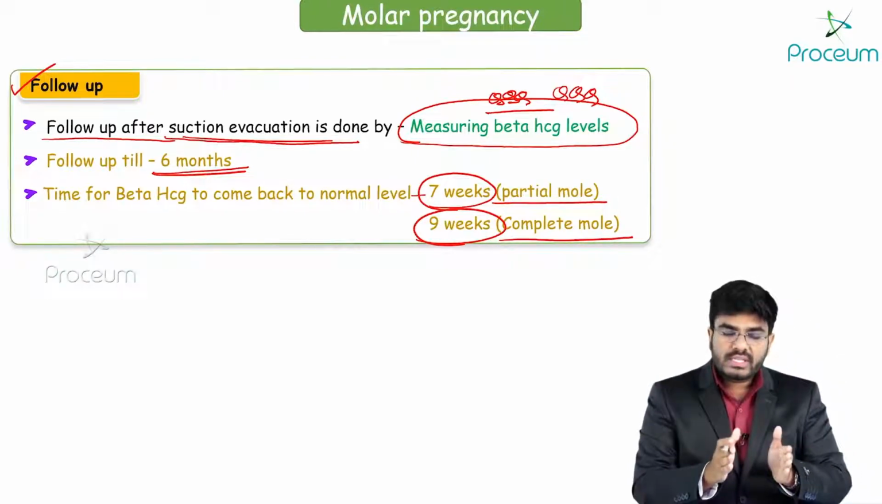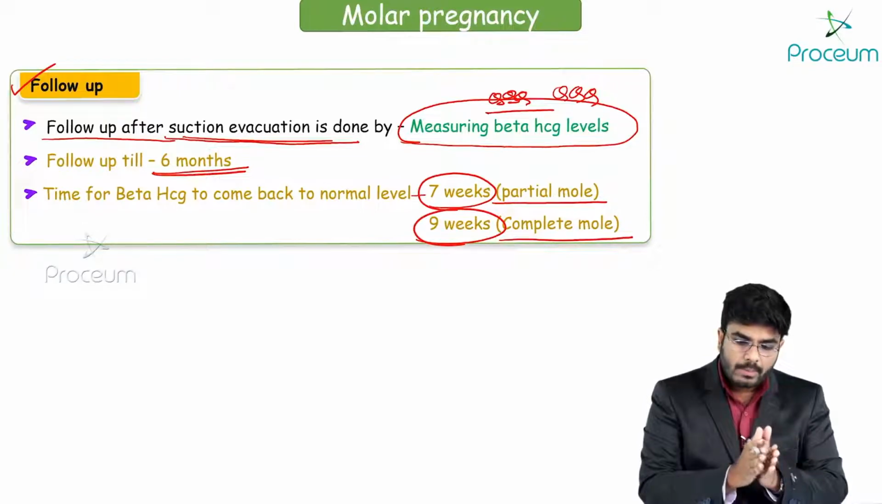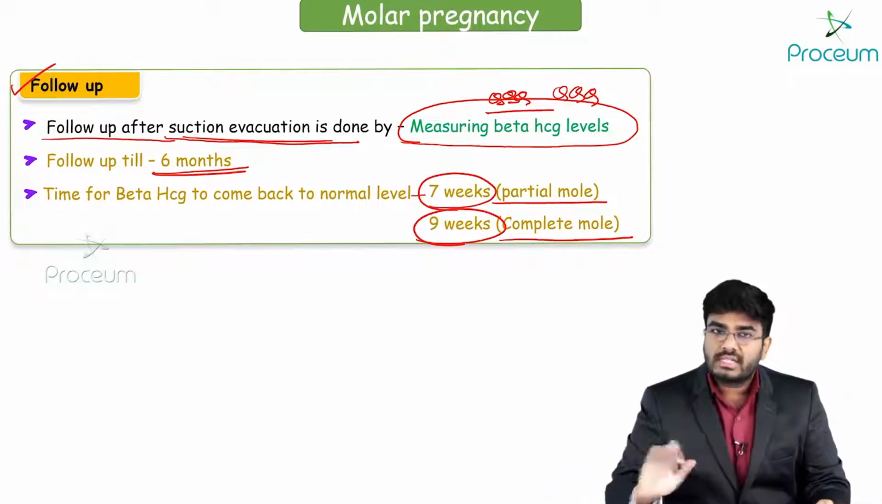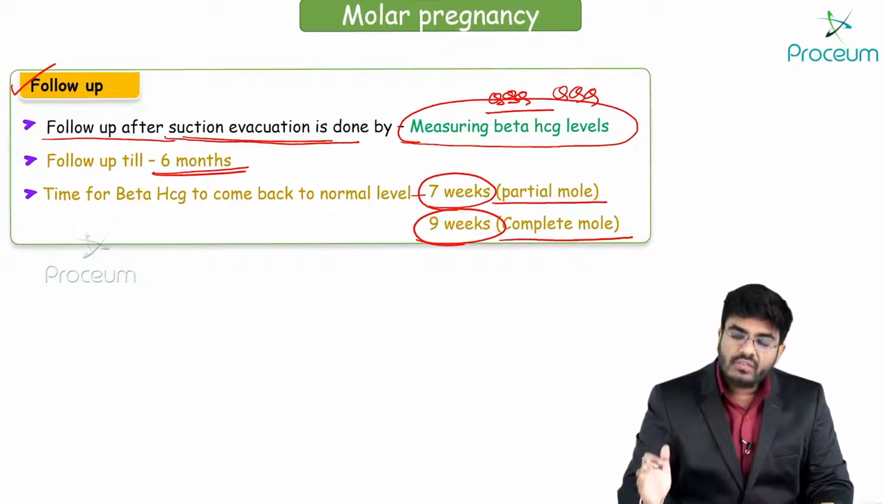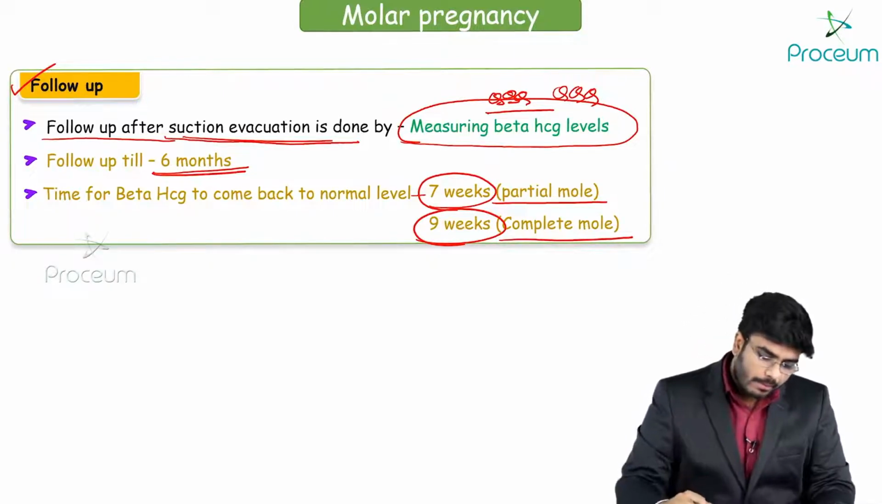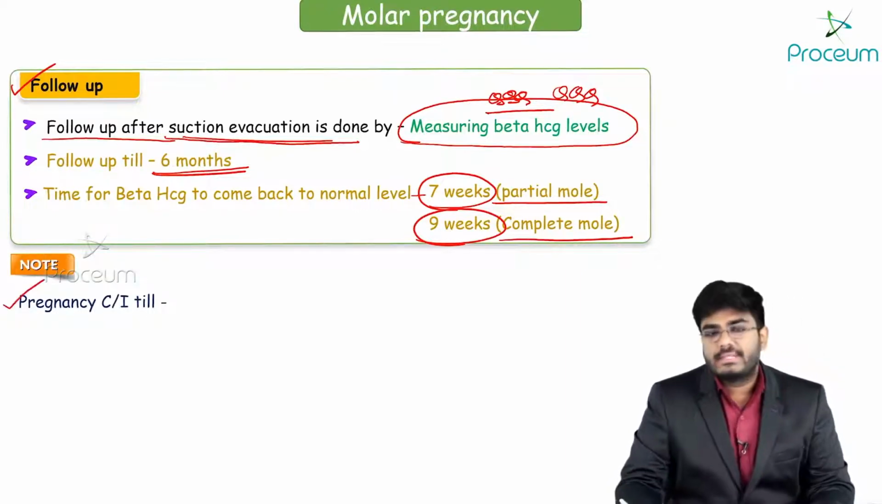Don't say that by 7 weeks, in the condition of partial mole after suction evacuation, the beta HCG levels come back to normal, so I'm not going to do the follow-up. Don't say like that. Even after 7 weeks, even if the beta HCG levels are normal, you have to do the follow-up. Now after this, let's talk about some important points.